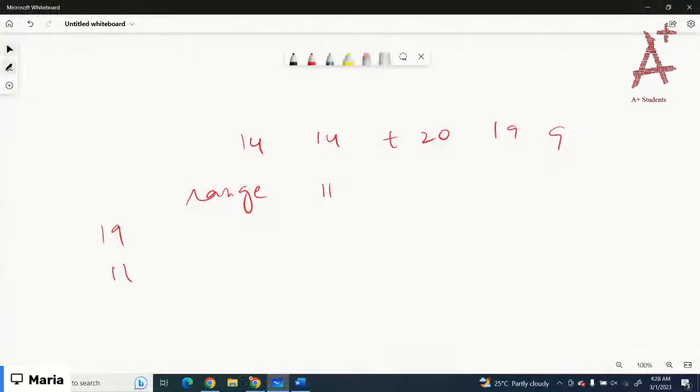Range is always the greatest number minus the least number. The least one in the data is 9 and the greatest one is 20. If you subtract 9 from 20, that makes 11. That means T is 19. So the correct option is 19.